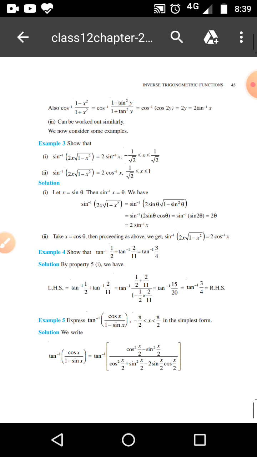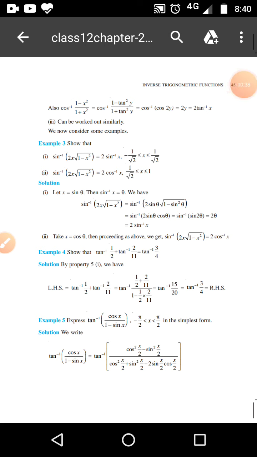Today in class 12th we are going to solve some problems based on properties of inverse trigonometric functions. So let us see some questions. See example number 3: sin inverse of 2x root of 1 minus x square is equal to 2 sin inverse x, where minus 1 by root 2 is less than or equal to x is less than or equal to 1 by root 2.